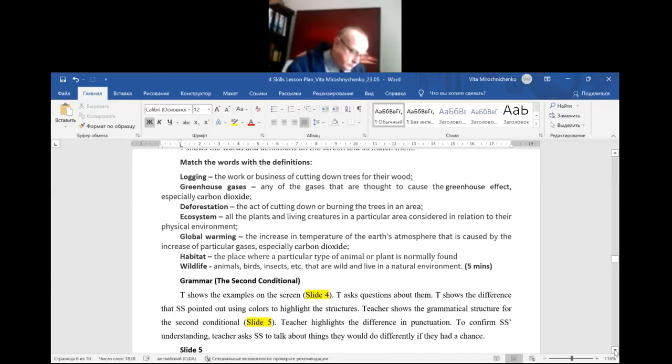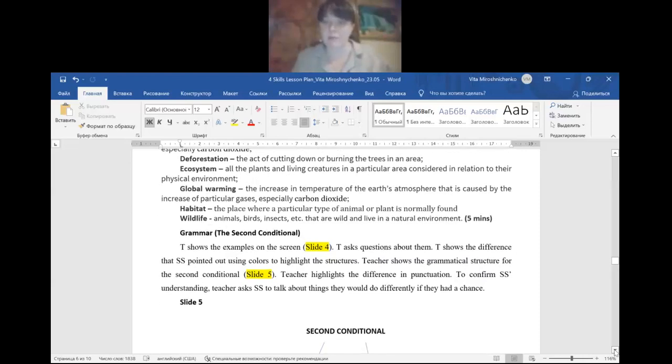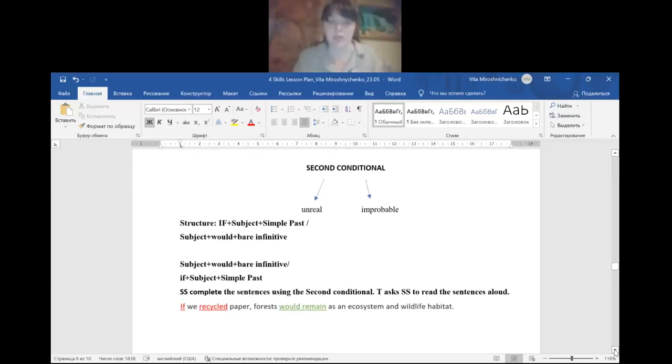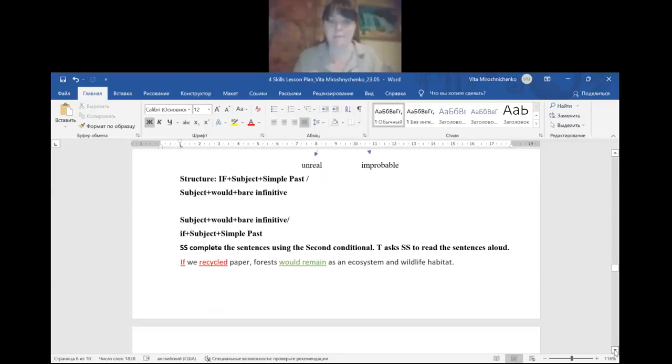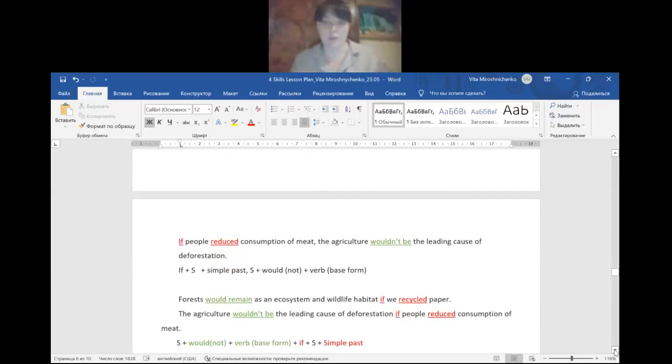Then the grammar aspect, the second conditional. The teacher shows the examples on the screen. Then the teacher asks questions about them. The teacher shows the difference that students pointed out, using colors to highlight the structures. And then some grammar tasks. Second conditional structure, with examples highlighted with different colors.